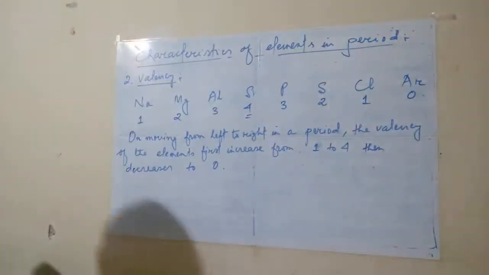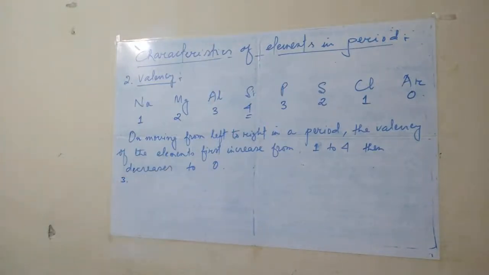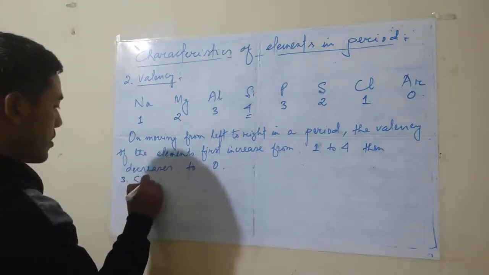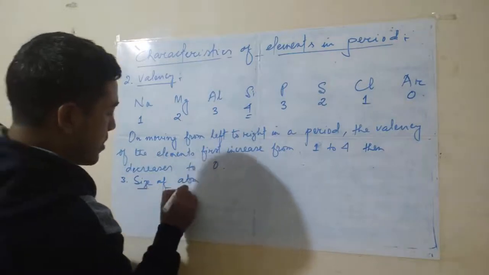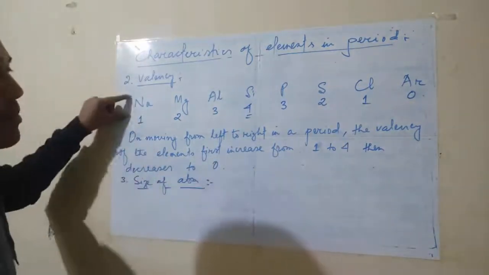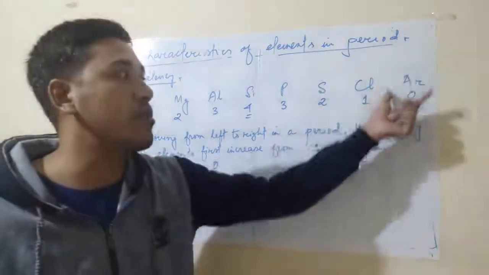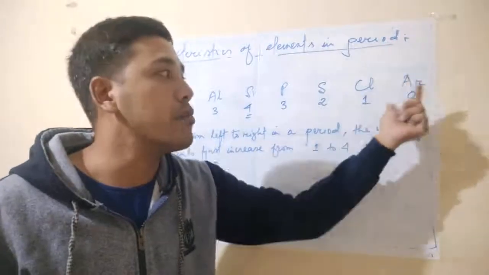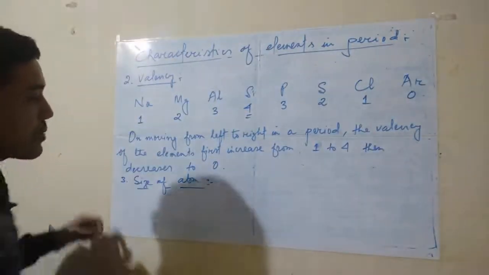Okay. Number 3 is known as the size of the atom. Size of atom. Now, look here. We can remove argon in this portion because argon is not considered here. Right. Look here, the size of atom I will explain here.